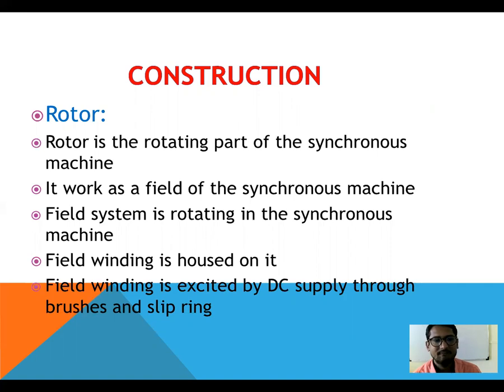The field winding is generally mounted on the rotor of the machine, and the excitation system is also located on the rotor of the machine. The excitation system is generally a DC supply, which is given to the field winding through the brushes and slip rings.